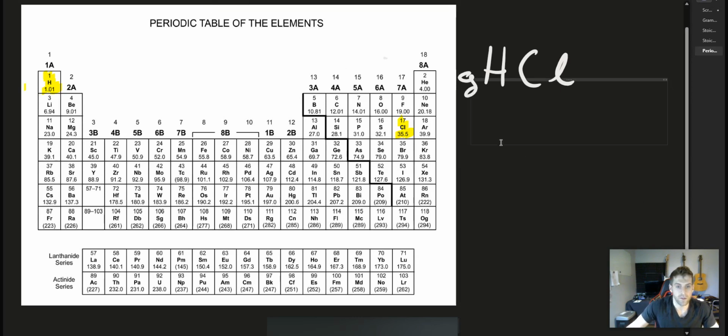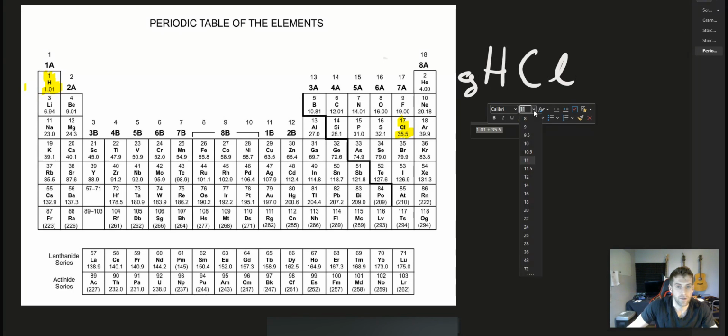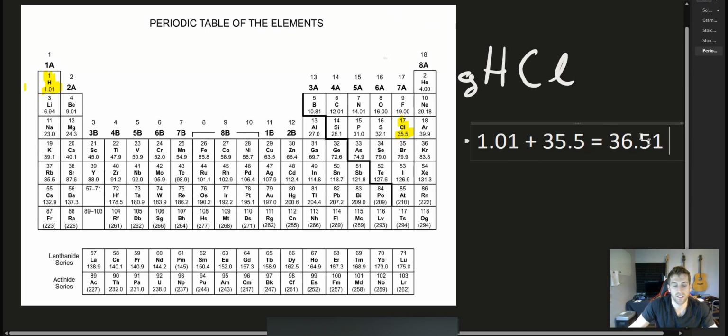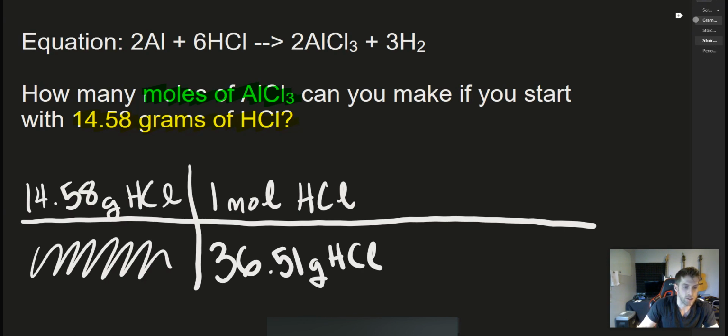I'm going to go ahead and use the same box. So we have 1.01 plus 35.5. I'll blow this up here. Boom. To a nice 48. And we can simply press equals. We get 36.51 grams of HCl. So we're going to put that right here: 36.51 grams of HCl.